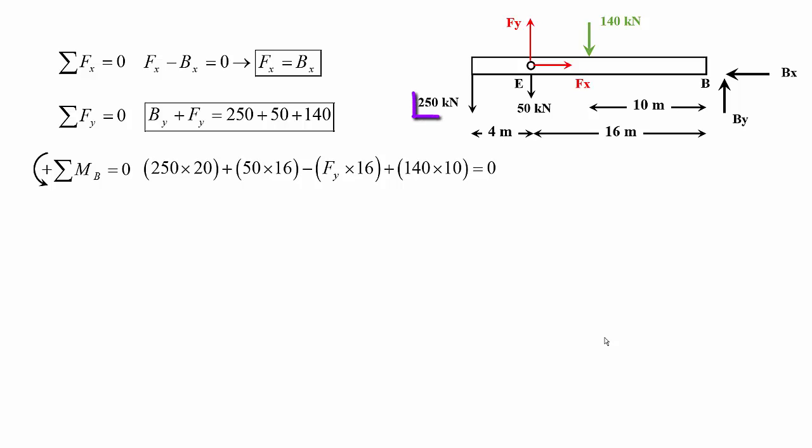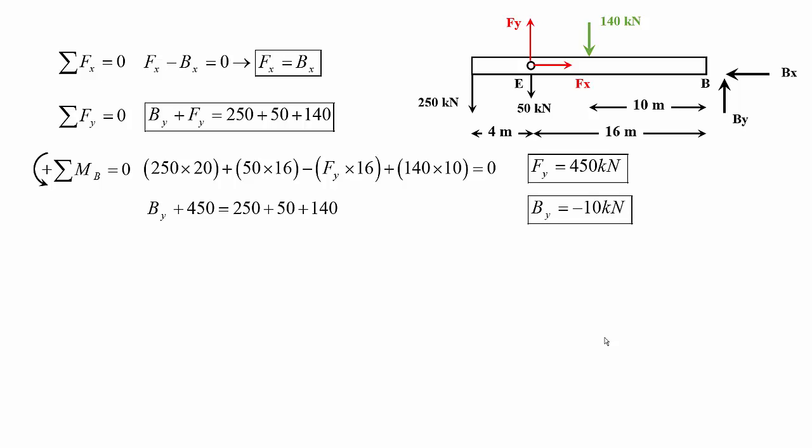If I do this, I get 250 times 20 plus 50 times 16 minus Fy times 16 plus 140 times 10, and set that equal to 0. From that equation I can solve for Fy, and I did. It turns out to be 450 kilonewton. Now I can substitute this number back into this equation right here and solve for By, and it turns out that By is minus 10. So again, the minus sign here means that my assumption of By being upward is wrong, so it's going to be pointing downwards.